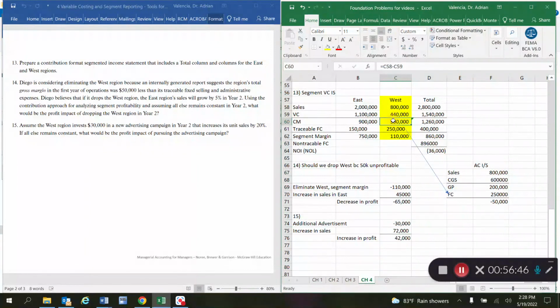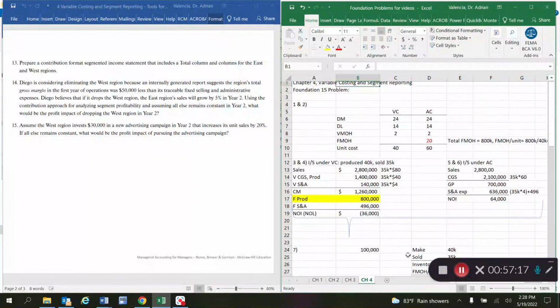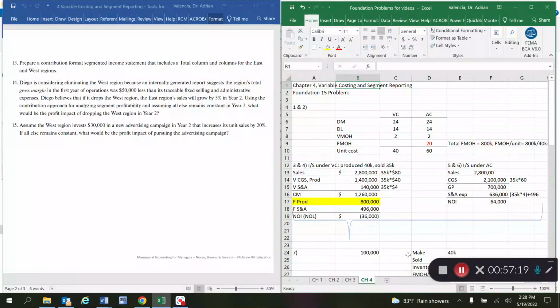So a quicker way is just to apply the contribution margin times 20%. And that's why we do these things. That's why we learn about these things, so that we can quickly understand how to analyze changes without having to recreate things. Okay, this concludes the video on chapter 4, I believe. Yes, chapter 4, on variable costing and segment reporting.